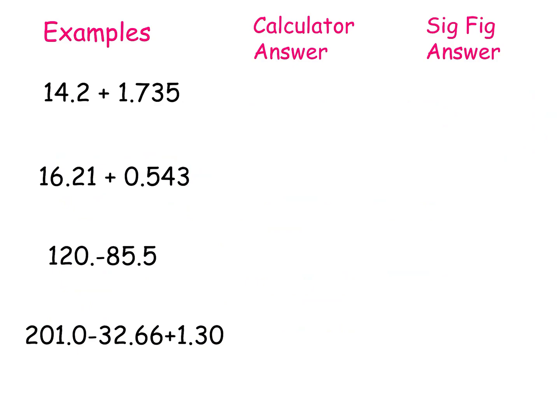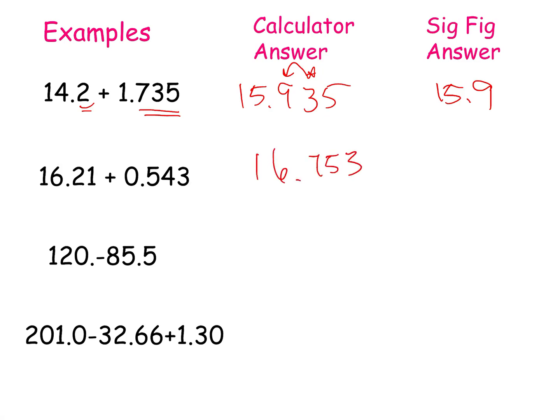14.2 plus 1.735 gives me 15.935. 1 decimal place, 3 decimal places. I want 1 decimal place. Is this 3 enough to round the 9 up? No. 15.9 stays. 16.21 plus 0.543 gives me 16.753. I want 2 decimal places. 16.75.